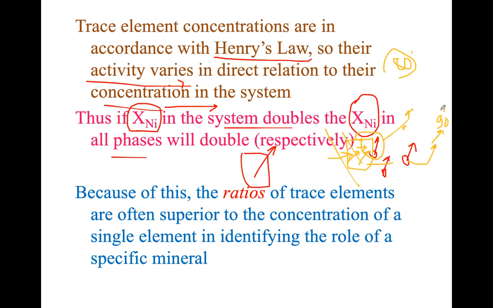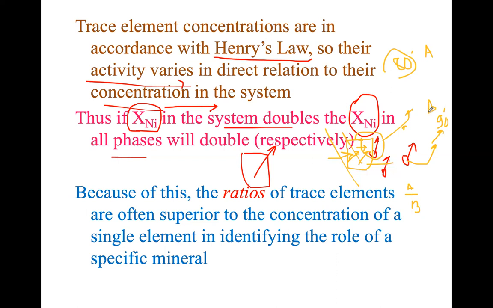But to avoid the influence of this disparity, you can take the proportion of one element's concentration in one phase to the other one, right? So suppose this one is A and this one is B.